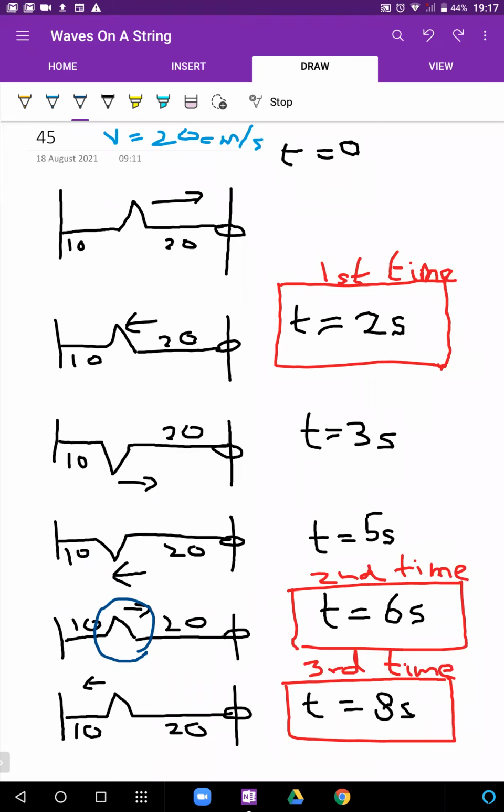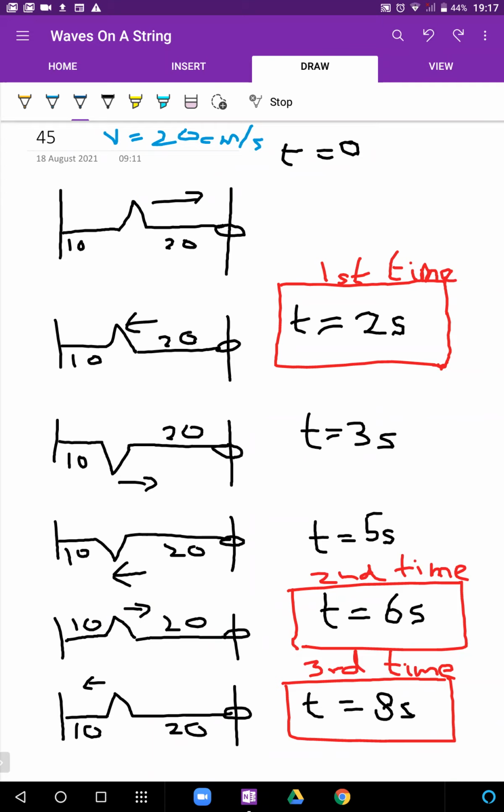So this is now exactly again matching the condition given to us in the beginning. Pulse is 10 centimeters away from the left end and it's upright. So it's at the same place, same shape. Therefore, the entire shape is repeated. Therefore, 6 seconds was the second time the string regains shape.